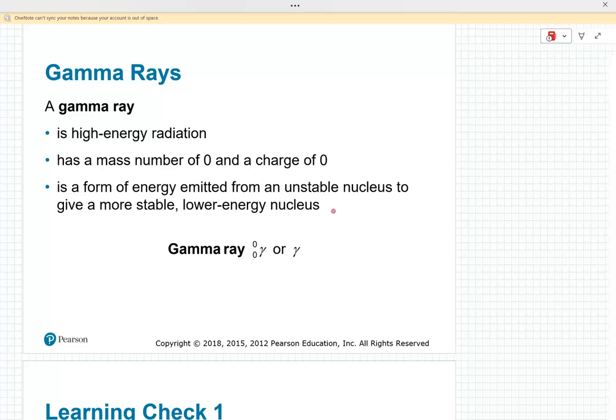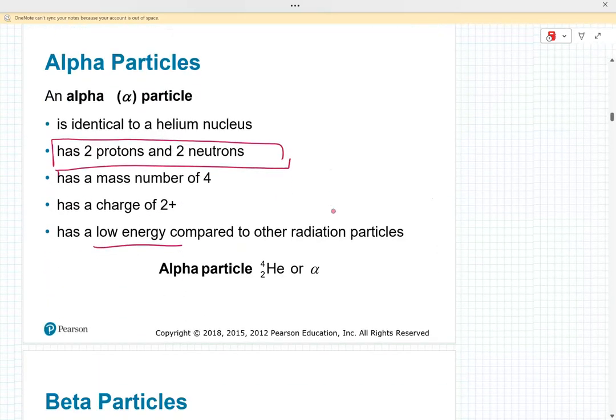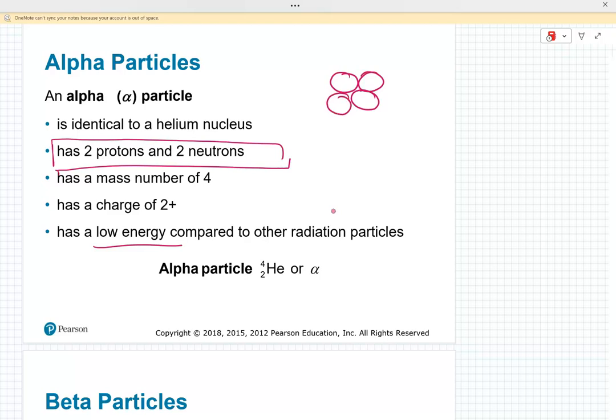Question. Going back to alpha particles. When it says it's identical to the nucleus of helium, does that just mean in size? It is absolutely identical. It's a nucleus. It looks exactly like a nucleus of helium because it has 2 protons and 2 neutrons. That's it. Okay?